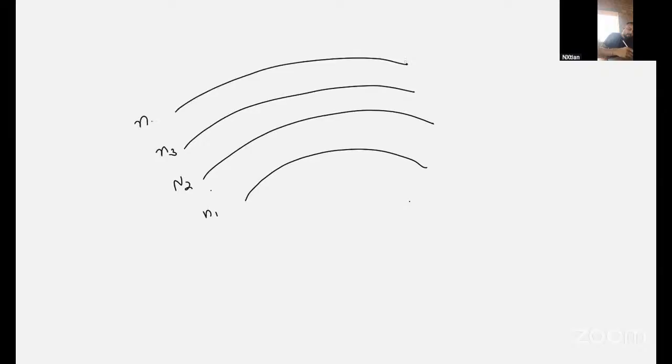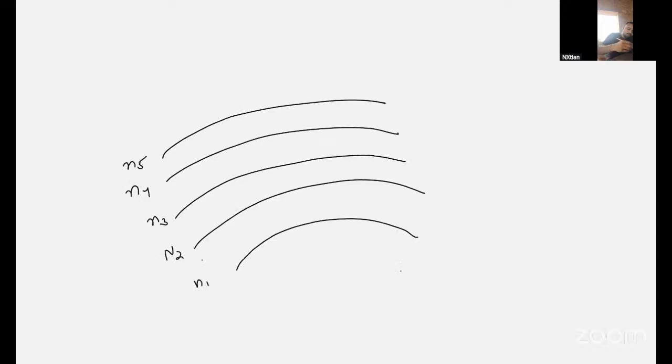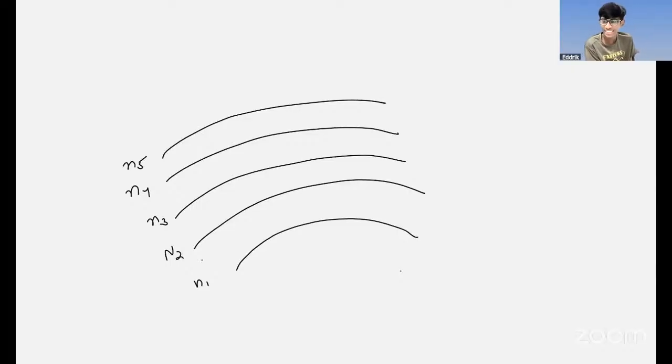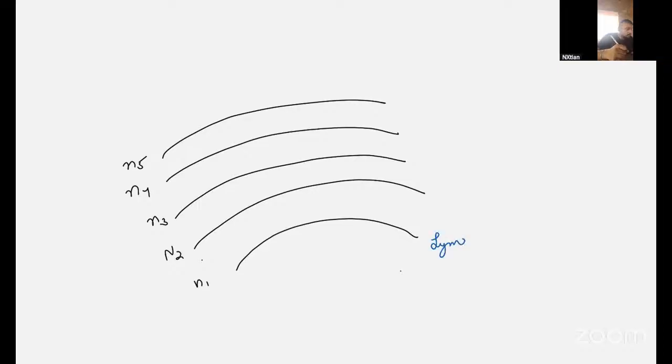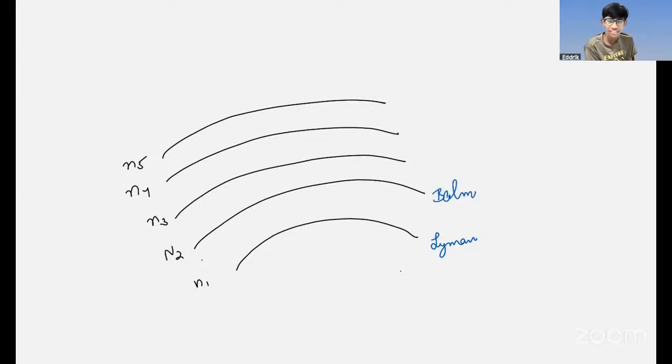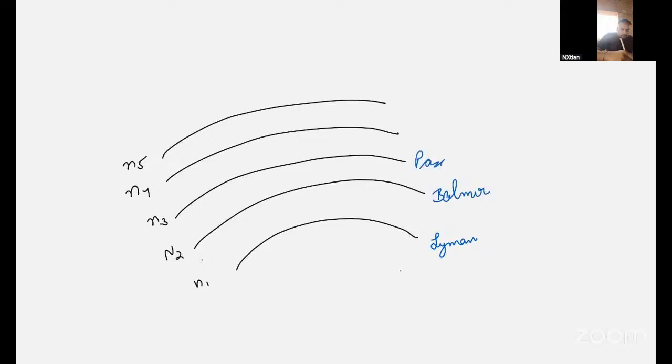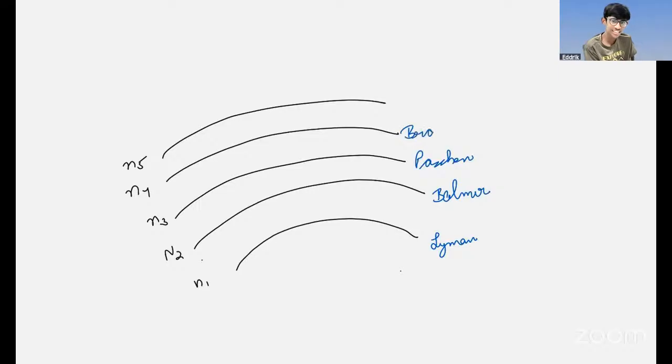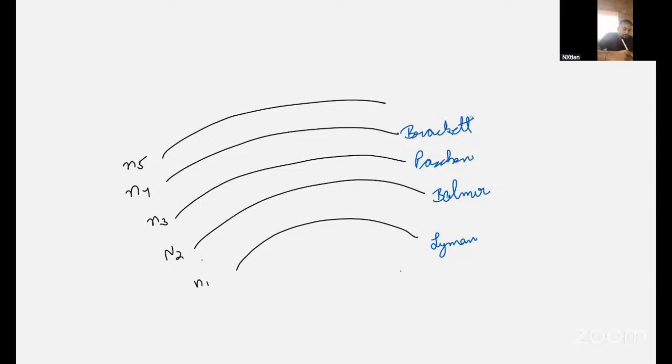For example, this is n1, this is n2, this is n3, this is n4, and this is n5. The first series is called Lyman. This one is Balmer, this one is Paschen, this one is Brackett, and this one is Pfund.